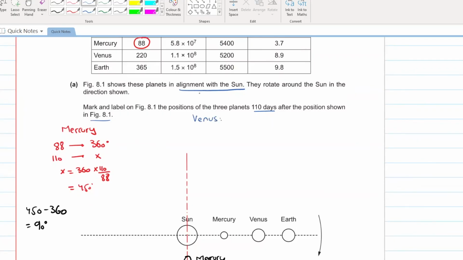For Venus, you are taking 220 days to complete how many degrees? 360 degrees. 220 days will be utilized to complete a rotation of 360 degrees. What will be your rotation in 1110 days? Place an X here. X comes out to be 1110 into 360 divided by 220. This becomes 180 degrees. So your rotation for Venus is 180 degrees.